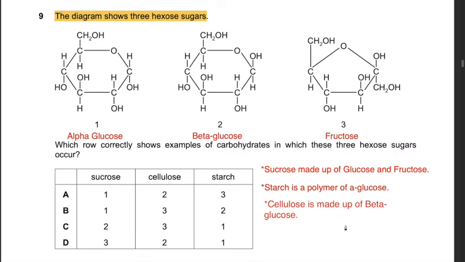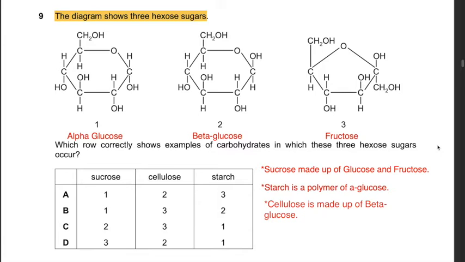Question 9. The diagram shows 3 hexose sugars. Which row correctly shows examples of carbohydrates in which these 3 hexose sugars occur? Now I have labeled under 1, 2 and 3 what each of them are. So 1 is alpha glucose, 2 is beta glucose, 3 is fructose.